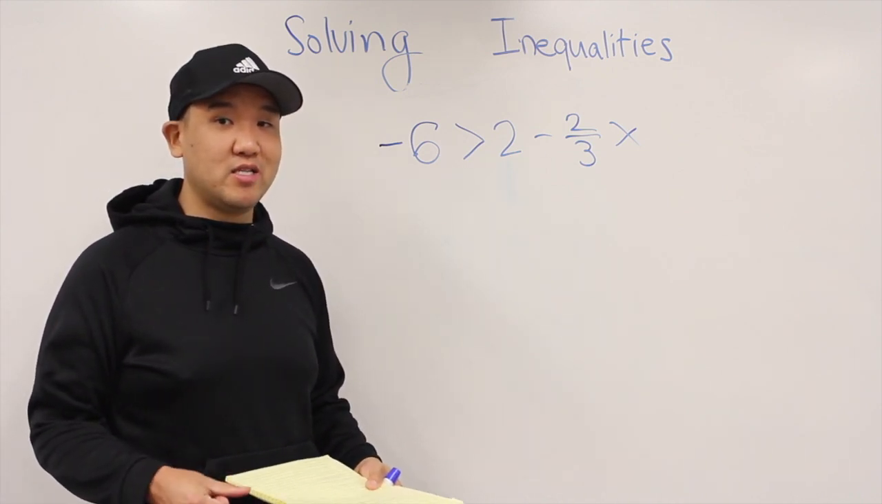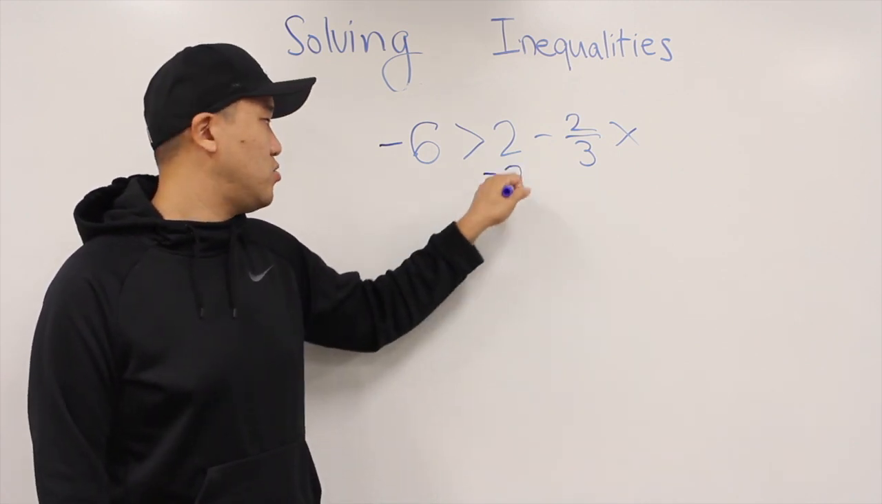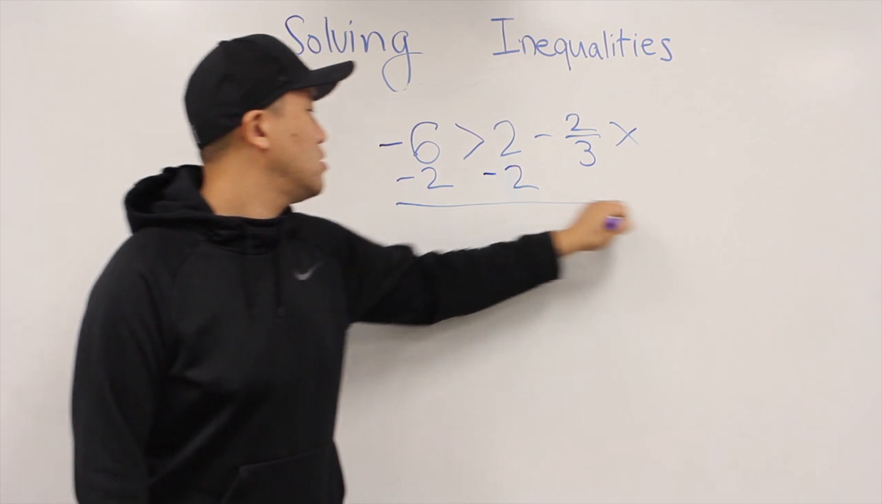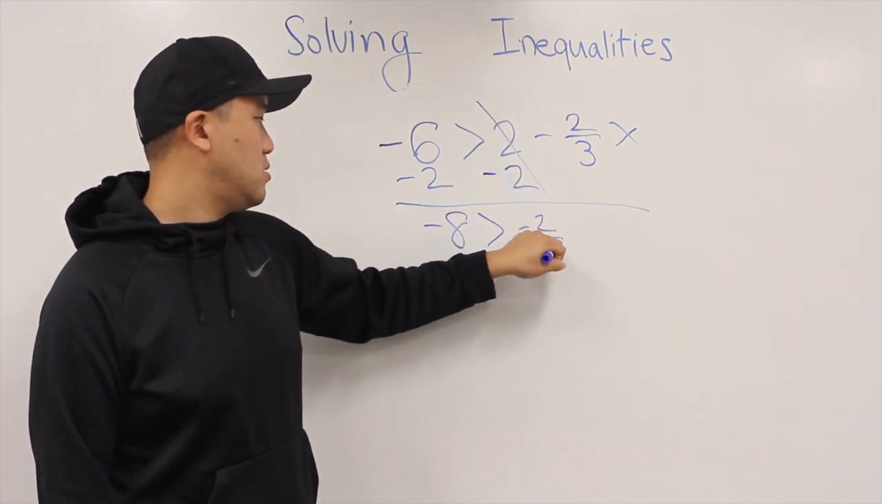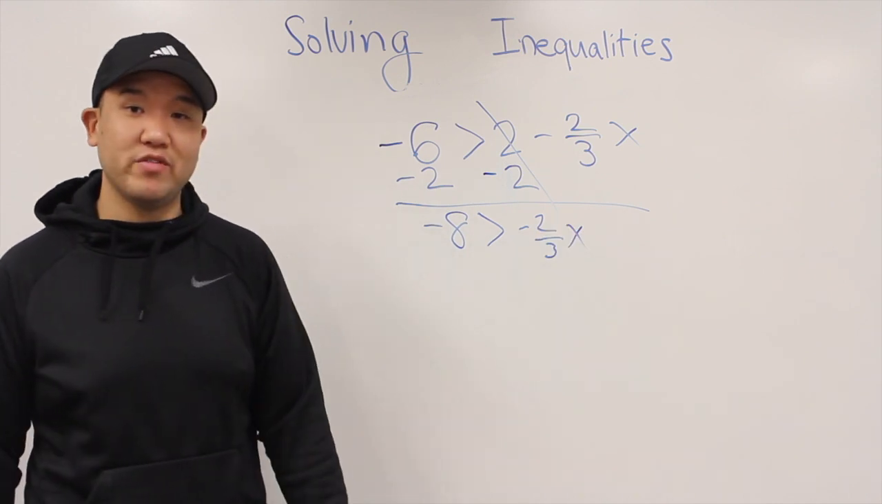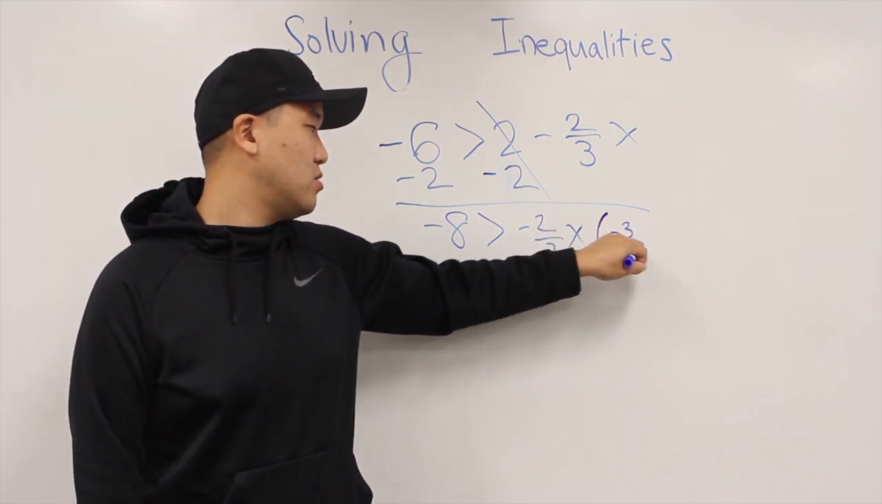Okay, how do I start this? Get rid of this plus 2 first. How do you move it to the other side? Subtract 2. So you have negative 8. And how do you get rid of a negative 2/3 multiplied? You're going to multiply by the reciprocal.